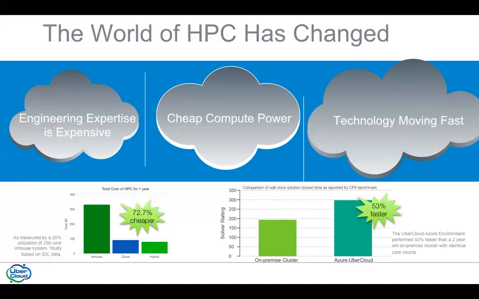And if you look on the right, remember, I was just telling you that your 2-year-old in-house cluster might not really be as fast as you think. And this is proof of that. So we compared simulation runtimes on a 2-year-old on-premise cluster, which was up to date with the latest technology at the time of purchase, and runtimes on UberCloud Azure environment. Both with the same number of cores. And here we found out that UberCloud Azure environment performs 53% faster, which is a great performance gain.